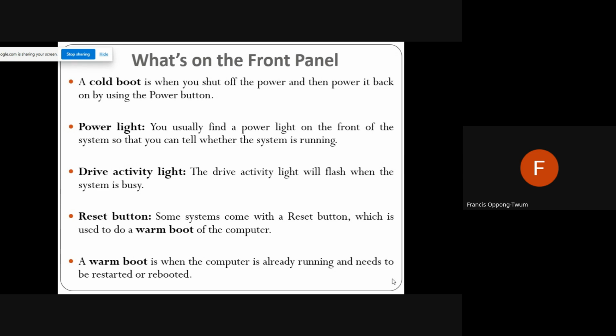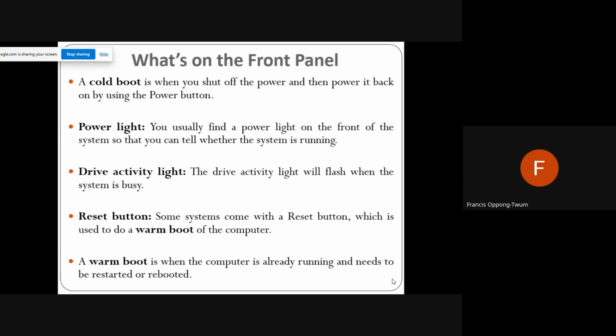And we also have what we call the reset button. But most of the current computers that we have don't have a reset button, though the older desktops do. Some systems come with the reset button, which is used to do what we call warm booting. So there's a difference between cold booting and warm booting. In computing, we have two types of booting: warm booting and cold booting. Warm booting is when the computer is already running and needs to be restarted or rebooted. Maybe you are using the computer and it's running, but you want to restart it.